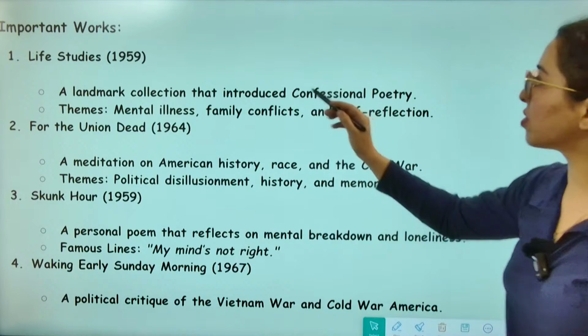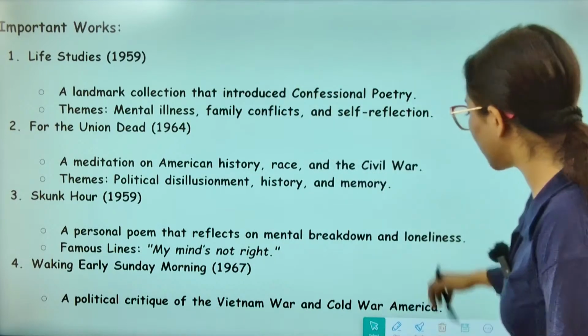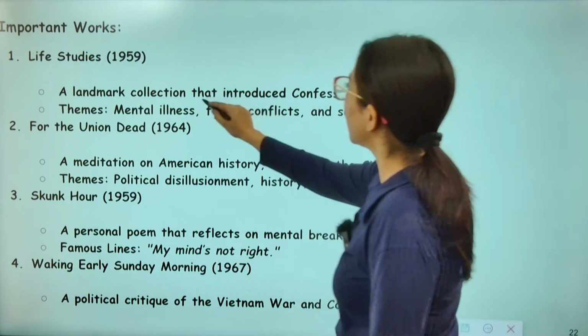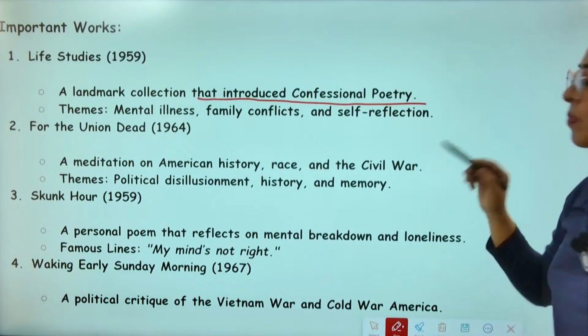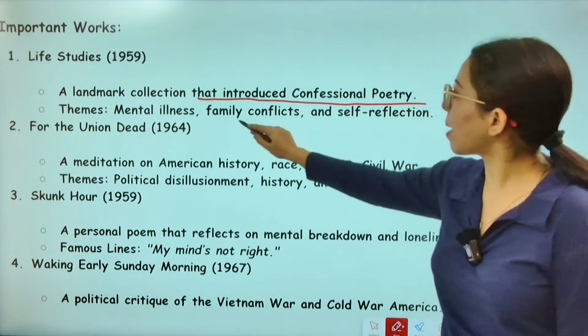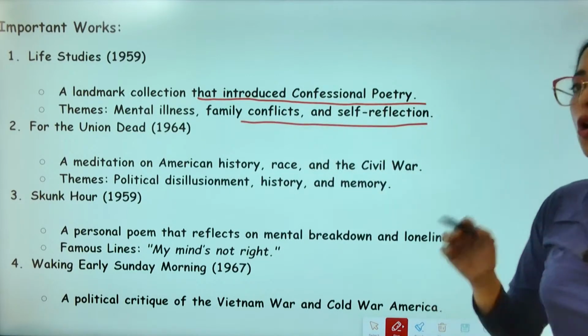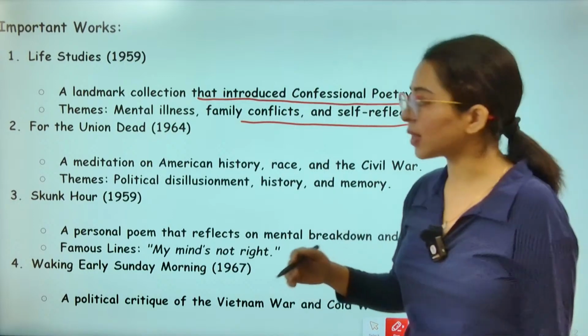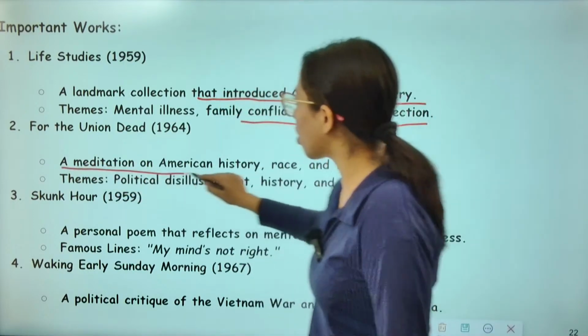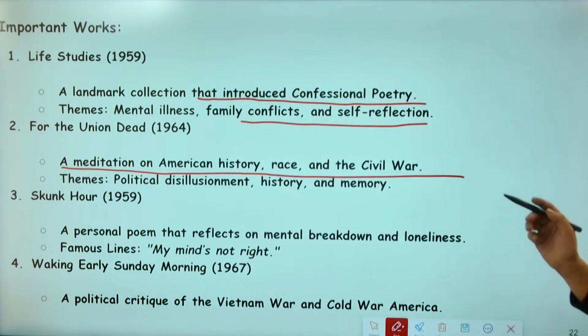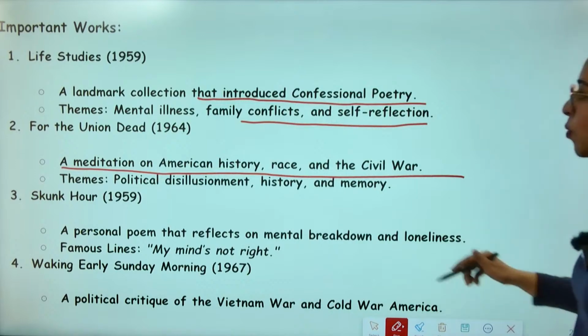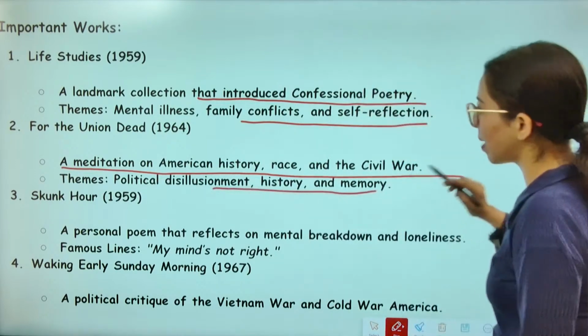Robert Lowell's Life Studies, 1959. This was a landmark collection that introduced confessional poetry, with themes of mental illness, family conflicts, and self-reflection. For the Union Dead was another of his works, a meditation on American history, race, and the Civil War. Themes: political disillusionment, history, and memory.